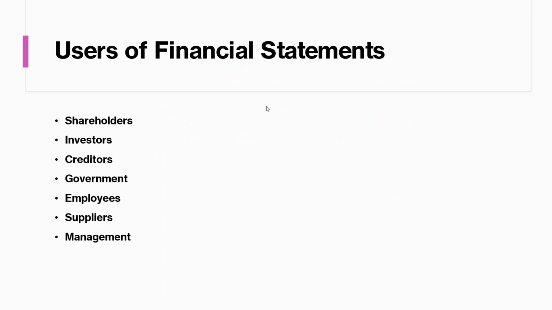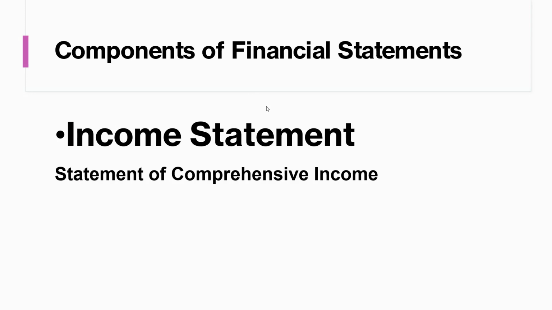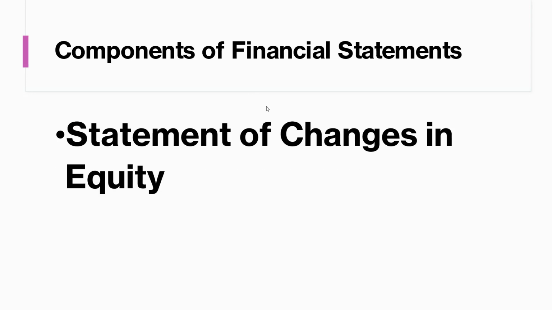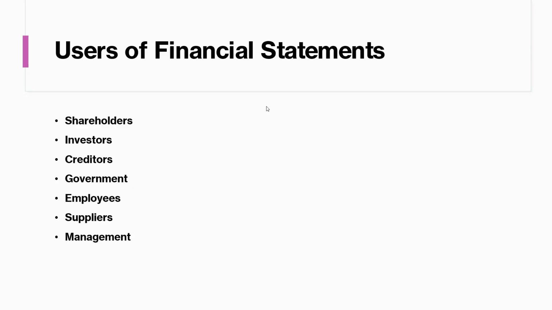Let me just go back and recap. We said financial statements have the statement of financial position first, then the statement of comprehensive income, statement of changes in equity, and statement of cash flows. And also we looked at the users of the financial statements. We said it's shareholders, investors, creditors, government, employees, suppliers, and management.